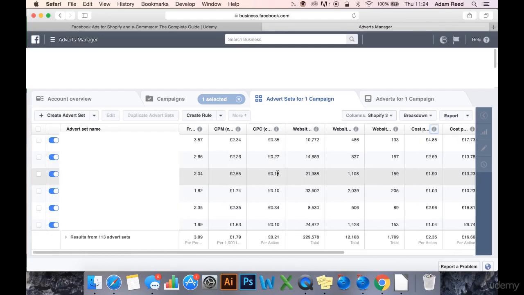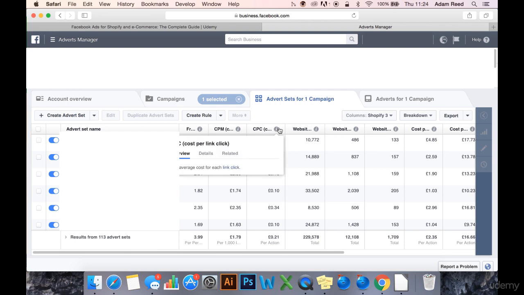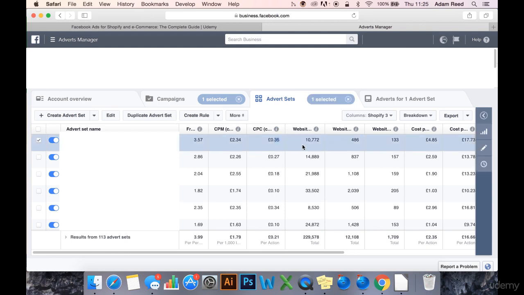So first of all, let's check out the CPMs and the CPCs. If you're running different ad creatives, so for example, carousel ads, video ads, or different images, or different copy, different text in your ads, and you're testing which works best, what you need to be looking at is the CPM and the CPC, specifically the CPC. And what you need to do to work out which ad creative is running best, whatever has the lowest CPC is definitely better. So for example, we have a 0.35 CPC here.